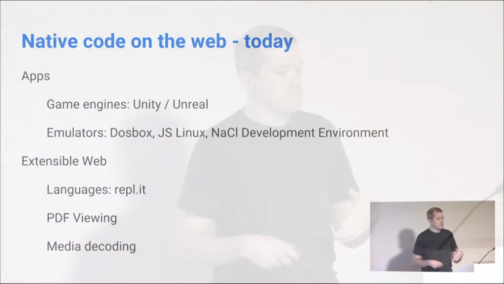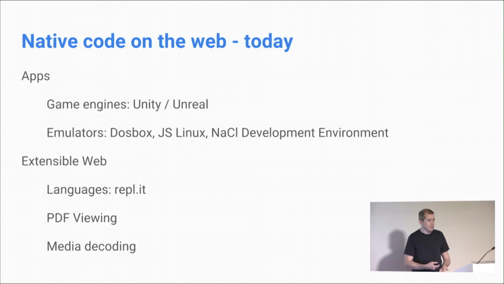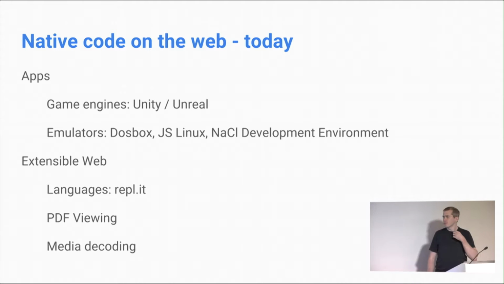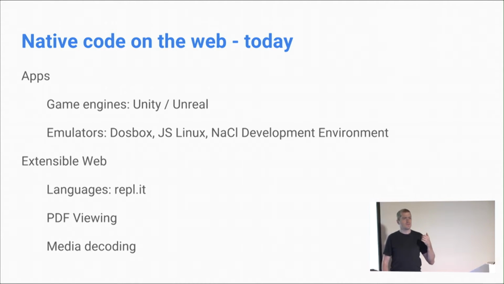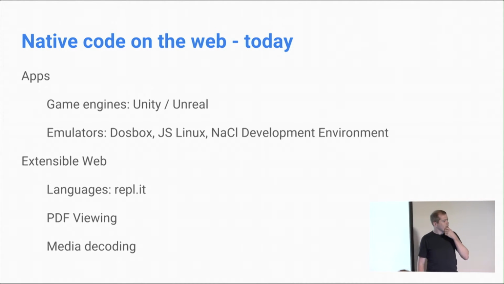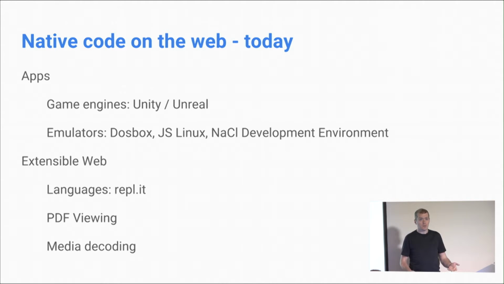A lot of you probably haven't dealt with it because you're focused on the document side of things, the JavaScript side of things. What are people using native code on the web to do now? An early adopter for this is game engines. Early adopters such as Epic and Unity have taken their game engines, which run on mobile devices, for example.